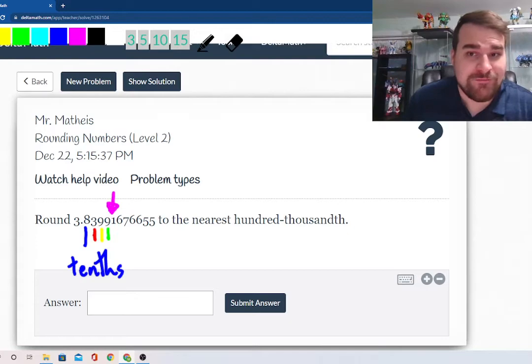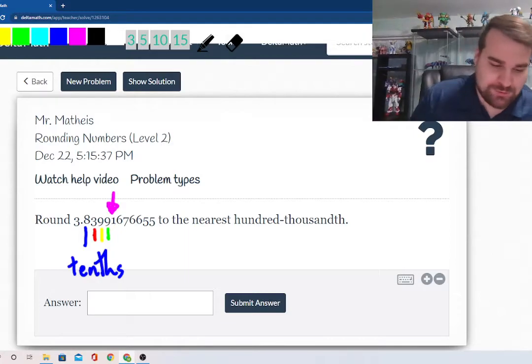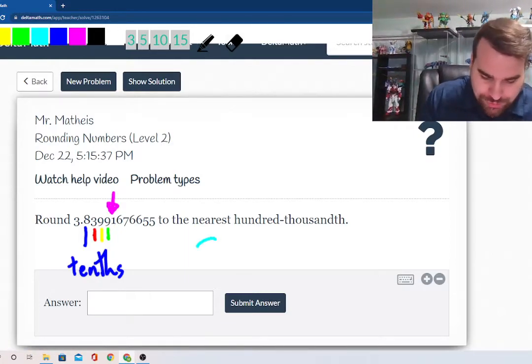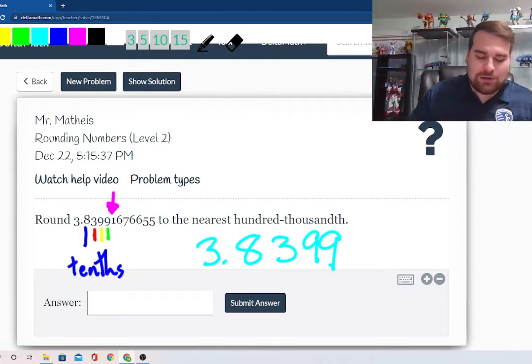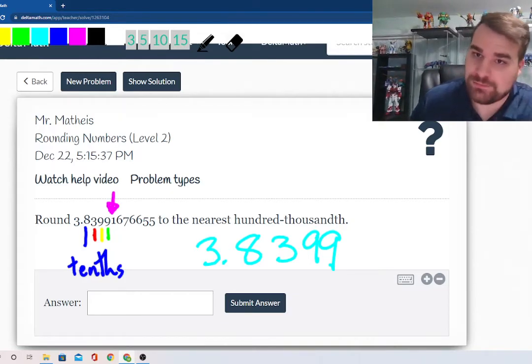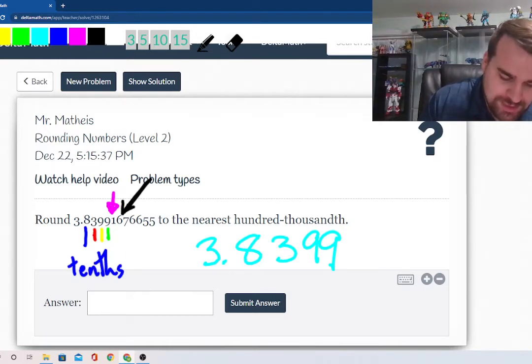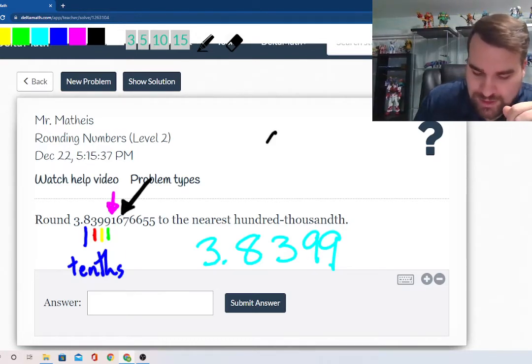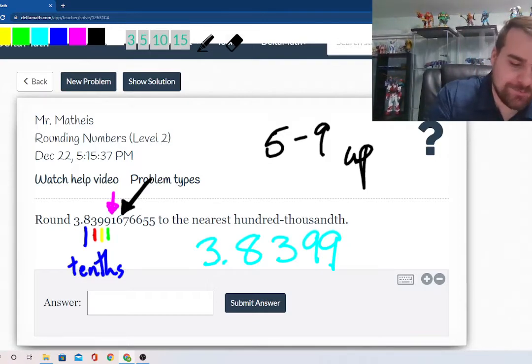First off, we know that every number before the 100,000ths is going to stay the same. That's not affected by the rounding. So let's go ahead and write it out. 3.8399. Now it is that 1 that matters. So how do we figure out if that 1 stays the same or if it goes up to a 2? Well, it's the number after it, right? That's what we have to pay attention to. And the number after it is a 6. If you recall earlier, I said that all numbers between 5 and 9 make a number go up. So that means that 1 is going to go up. It's going to become a 2.